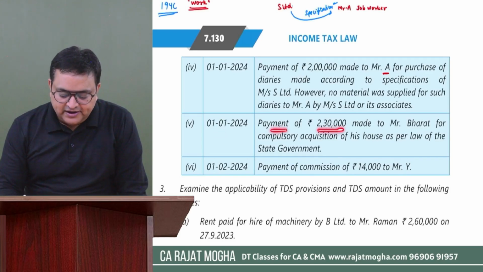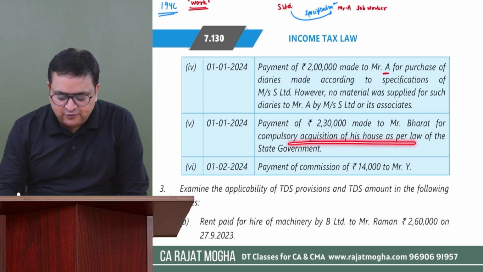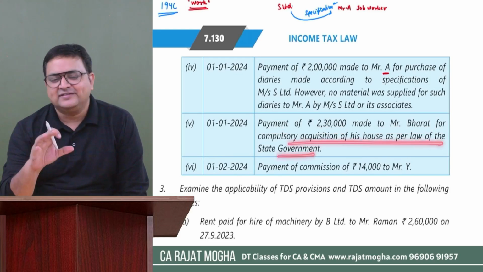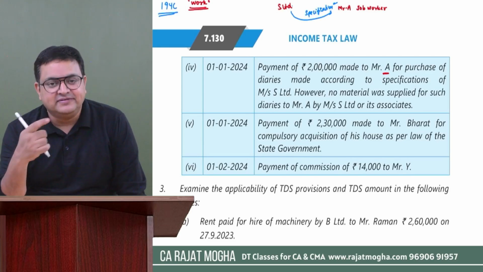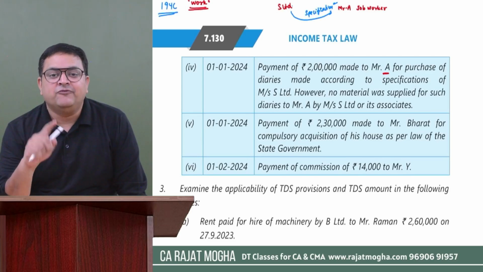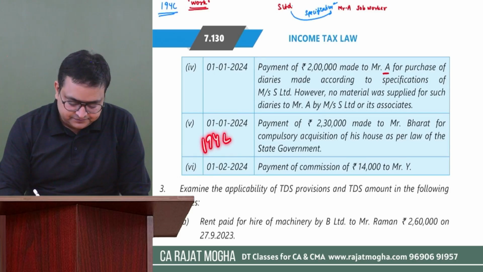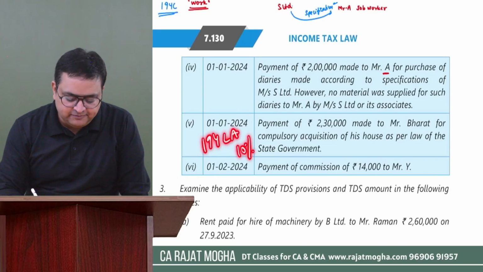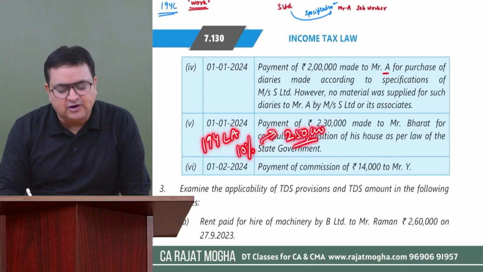Payment of 2,30,000 made to Mr. Bharat for compulsory acquisition of his house as per the law of the state government. So we understand it's an easy section. We have a section for compulsory acquisition of immovable property: 194LA. 194LA says that the TDS rate would be 10% if the threshold amount exceeds 2,50,000 rupees.